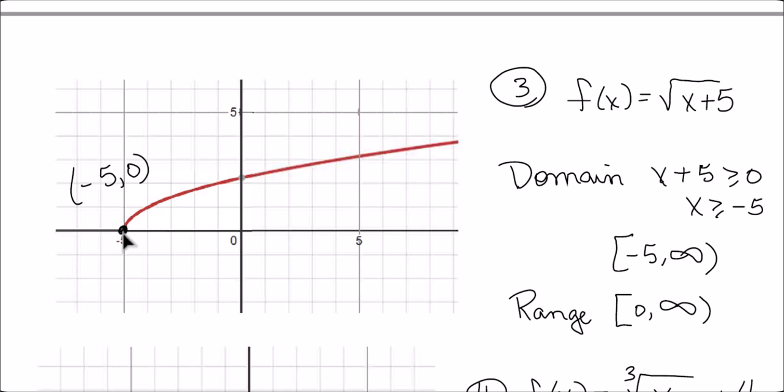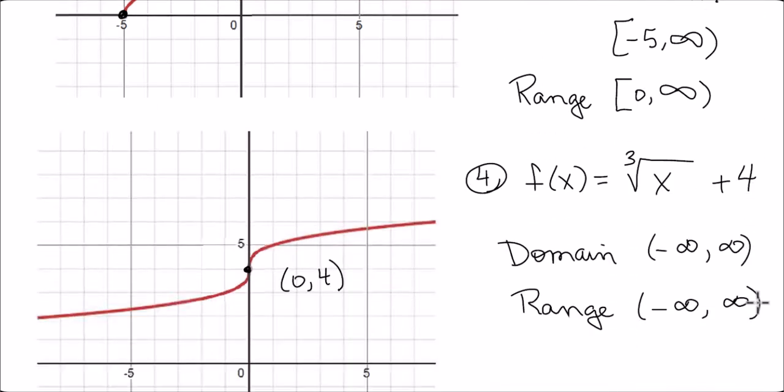New important point is minus 5, 0. So the domain starts at minus 5. It does include it with a bracket. Goes off to the right forever. The range, how low to how high? That is 0 to infinity.